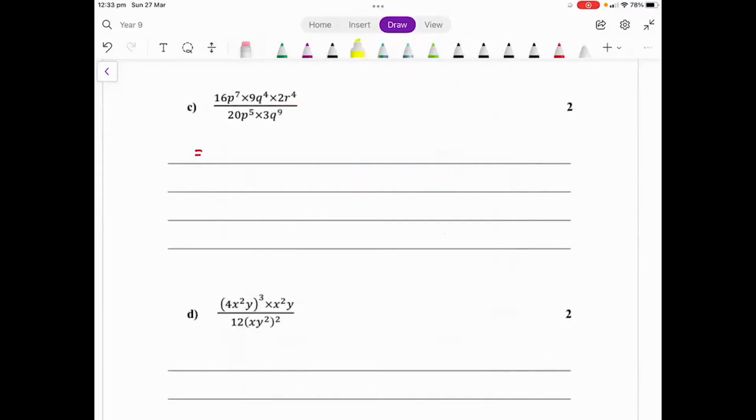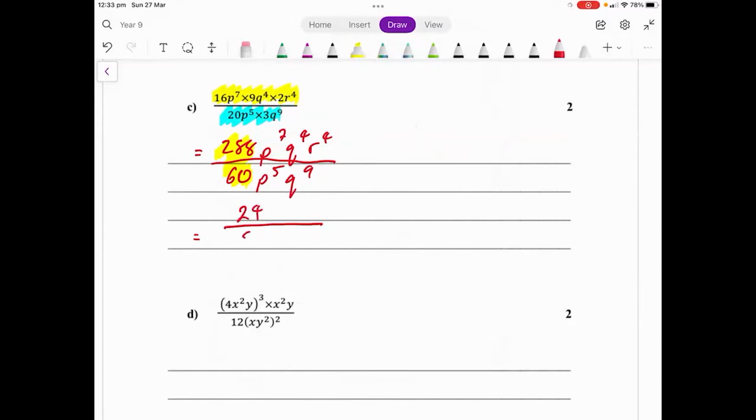Question C, there's many ways to do this, including simplifying straight away, but we're just going to do the numerator first and then the denominator and then simplify. So solving the numerator, we do 16 times 9, that's 288, and we leave all the pronumerals alone. So p to the power of 7, q to the power of 4, and r to the power of 4. For the denominator, we do 20 times 3, that gives us 60, and we leave the pronumerals alone. And finally, we simplify. Putting 288 over 60 in our calculator gives us 24 over 5.